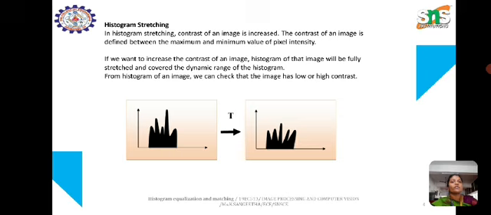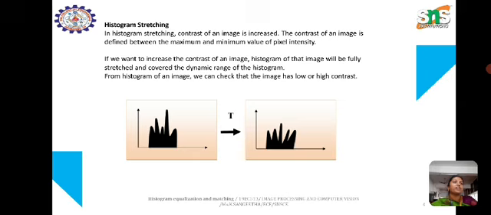The main process involved is that the pixel intensity values of an image are stretched to cover the entire range of the histogram, that is from 0 to 255. If an image histogram is concentrated in a narrow range of intensities, it will look dull or low contrast. So histogram stretching redistributes these values to use the full intensity range, improving contrast. There are some steps involved. The first step is to find the minimum and maximum pixel intensities in the image, and the next step is to rescale the pixel values between 0 and 255 using a linear transformation.